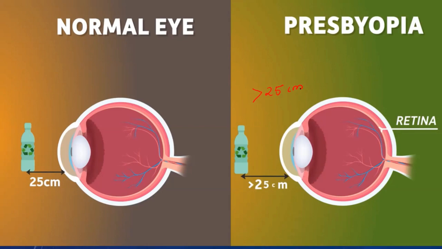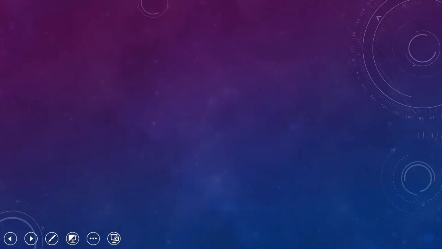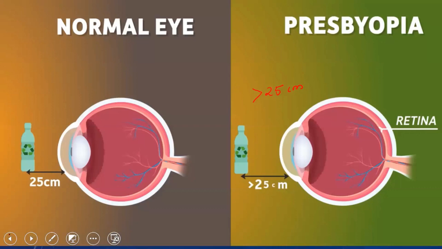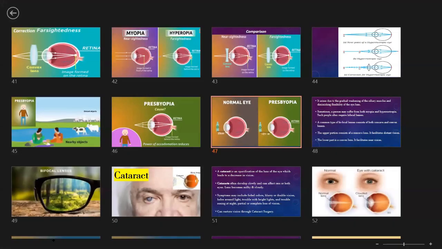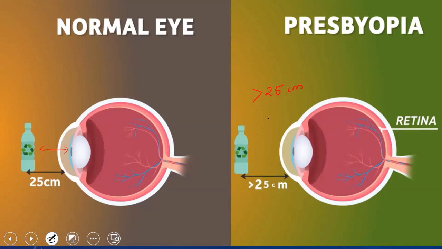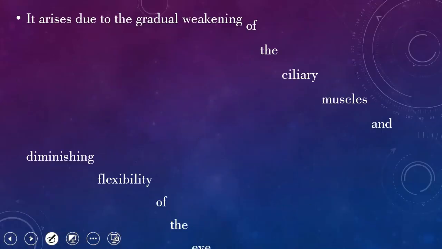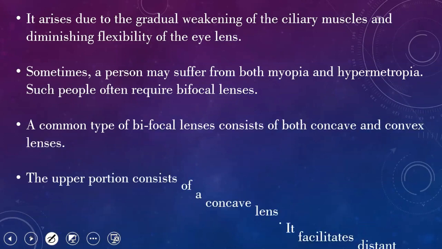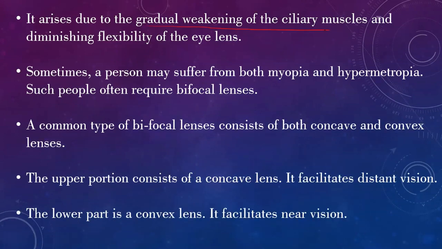We can see objects clearly up to a distance of 25 centimeters. If the distance becomes less, then the object becomes blurry. But for a presbyopic eye, even at 25 centimeters, you cannot see images properly. These images become blurred, right? So for a presbyopic eye, least distance of distinct vision becomes greater than 25 centimeters. Now, why does it arise? It arises due to gradual weakening of the ciliary muscles and diminishing flexibility of the eye lens.